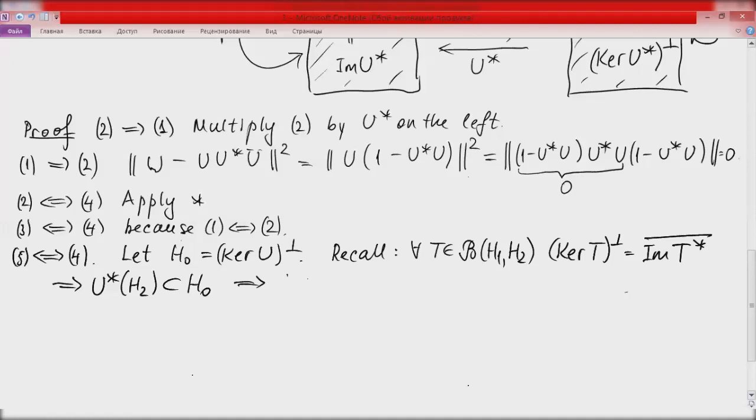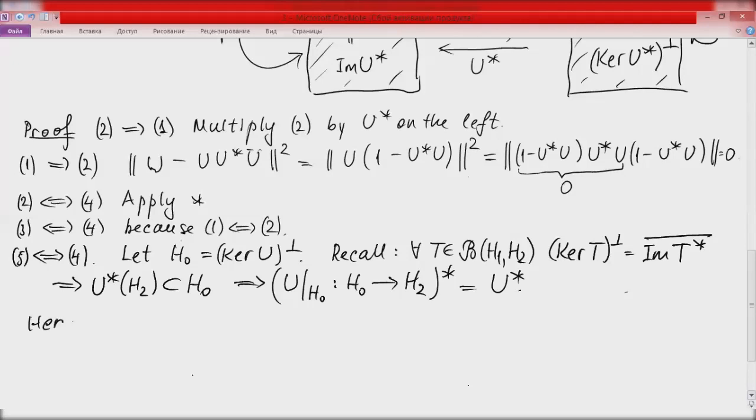And this inclusion implies the following identity. If we restrict U to H0 and consider it as a map from H0 to H2, then the adjoint of this operator is just U star. So this follows from the previous inclusion. So in the general case, these two adjoints could be different if U star doesn't take H2 to H0. But since U star takes H2 to H0, these two operators are the same.